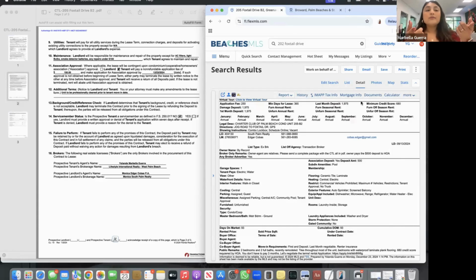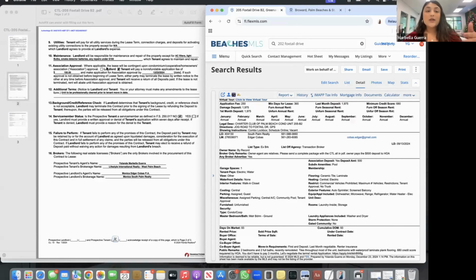Now, if we move forward to the association approval, if the community has an association, there are some properties, for example single family homes or duplexes, multifamilies, whatever, that don't have HOAs. If they don't have HOAs, then you just want to leave all of this blank. You're not going to put anything. This paragraph 11 is only applicable if the community has an HOA. So in this case, it does have an HOA.